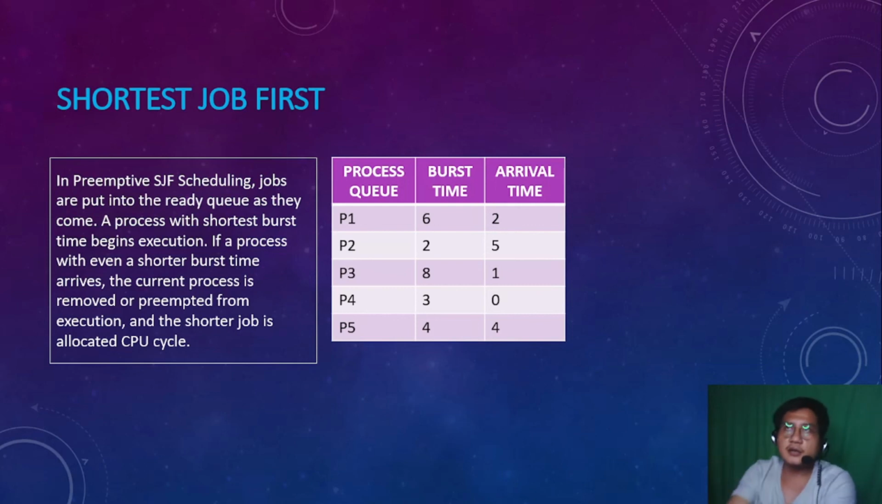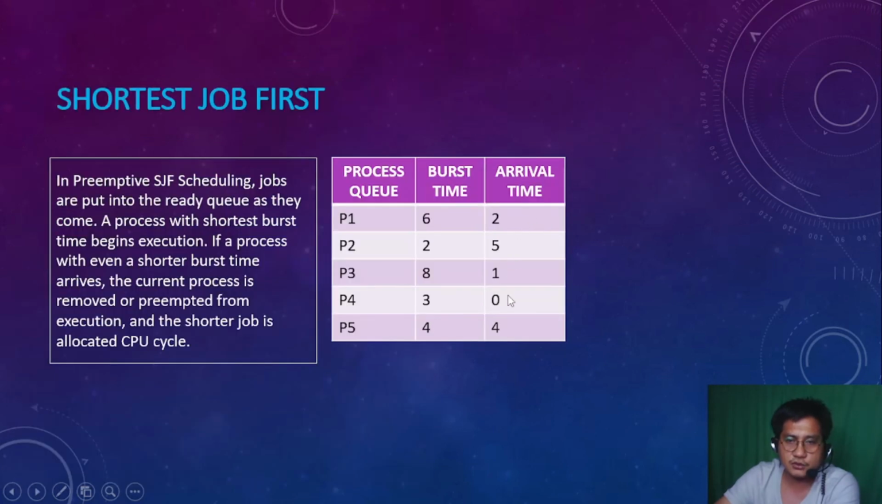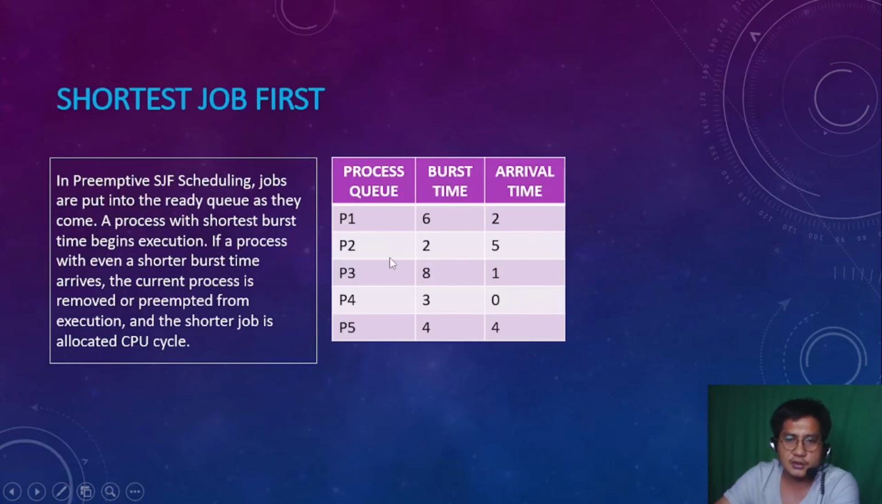Now, another type of shortest job first is preemptive SJF scheduling, or preemptive shortest job first scheduling. We have here an example table for the preemptive SJF scheduling. So we have the burst time and then the arrival time. I guess these are just the same processes as before. Still, this process should be the example for shortest job first, but the preemptive SJF scheduling.